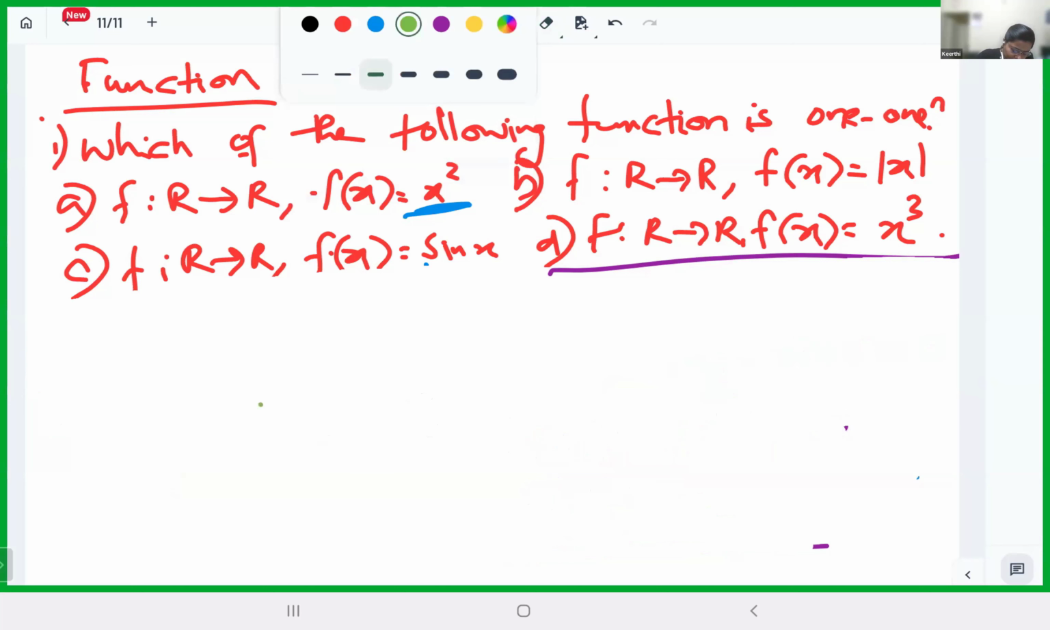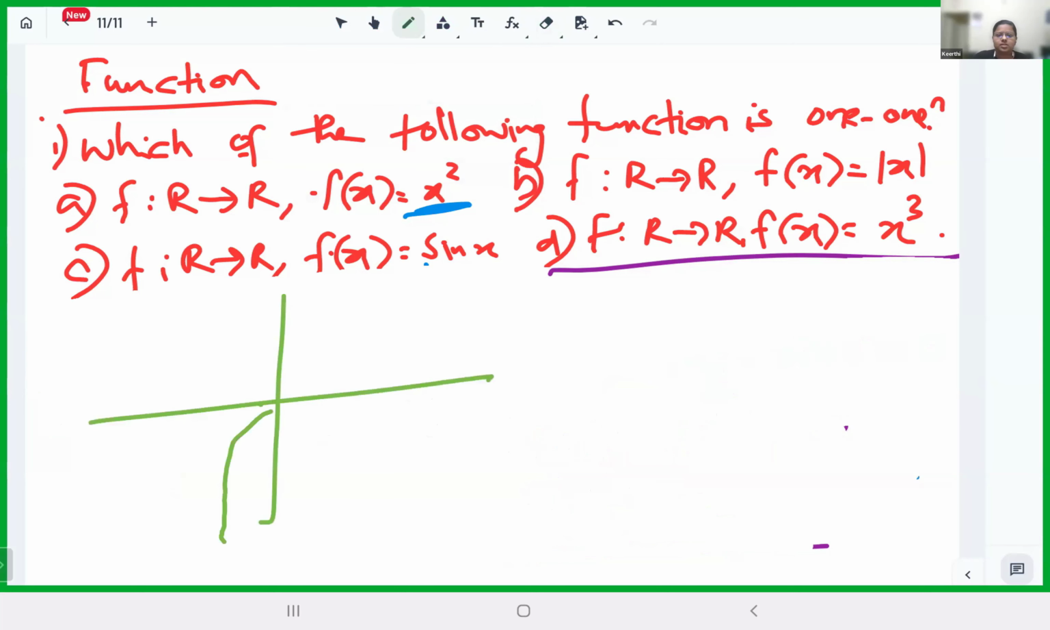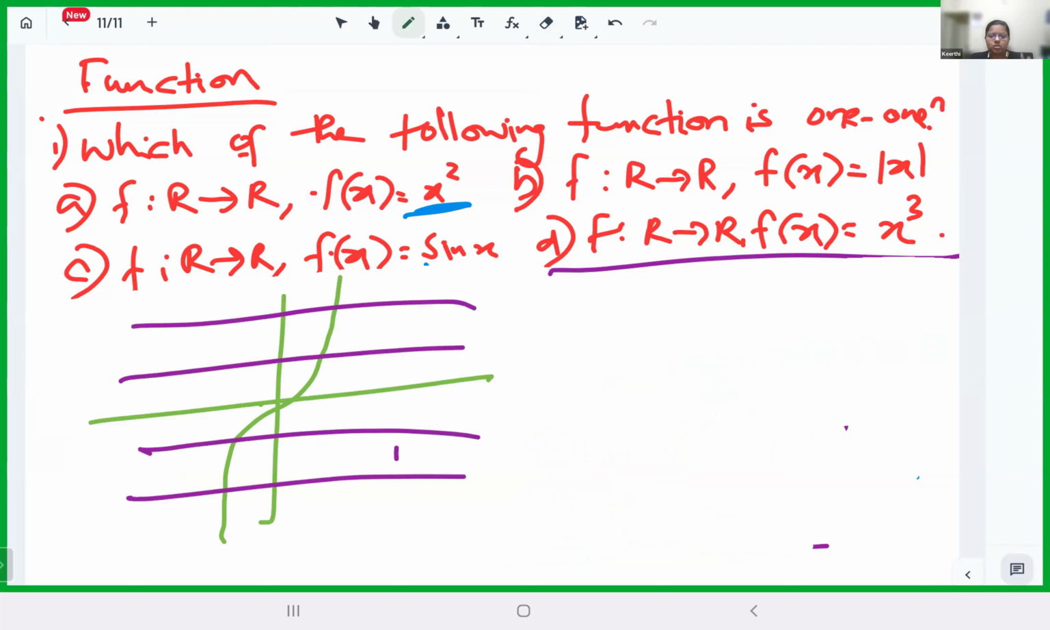So we know that the graph of an x cube function is like this. And if you draw horizontal lines, so I'm drawing many horizontal lines. Is the horizontal line touching the graph in more than one point? No, right? Every line is intersecting the graph in only one point. So we can say that f of x equal to x cube is a 1, 1 function. And for those who don't know how to draw a graph, we'll check with the definition.